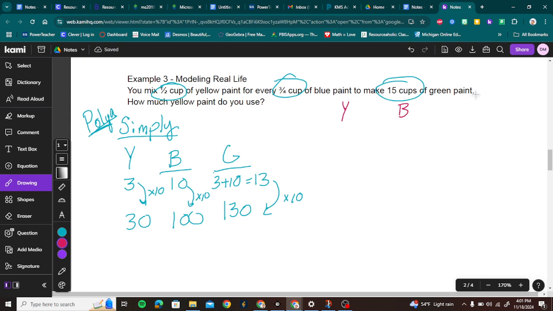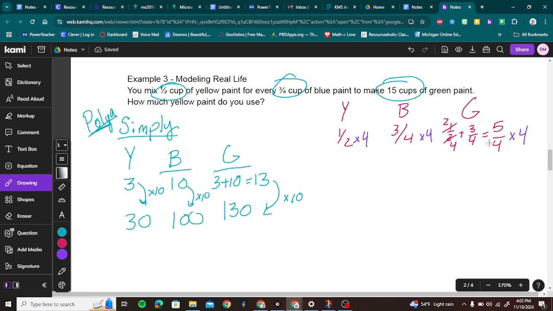Yellow, blue, and green. 1/2, 3/4, and we're going to add those two together first. So 1/2 plus 3/4: that's 2 over 4, and 2 plus 3 is 5 over 4. Now, these are fractions, and we don't really want the fractions here. We want some whole numbers to work with. So what we can do is multiply this by 4, and this by 4, and this by 4, because that will get rid of our denominators.